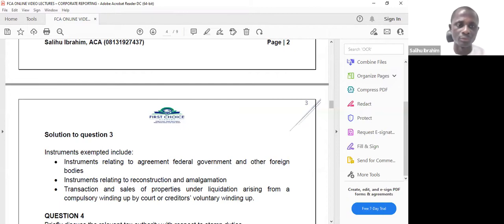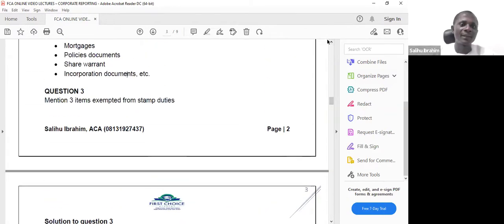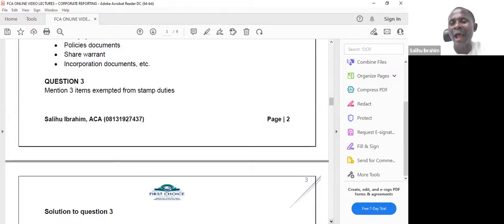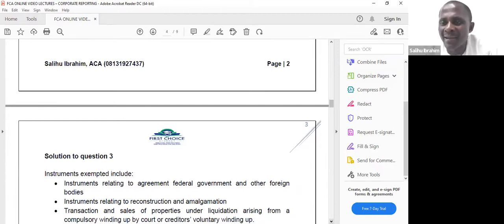Number 3: mention 3 items exempted from stamp duties. Some of the items that are exempted from stamp duty are, number 1, documents emanating between the Nigerian government and the government of another country. Government agreements. So if the Nigerian government is entering into an agreement with the Ghanaian government or any foreign body, that document is not expected to be stamped. It is an exempted document.